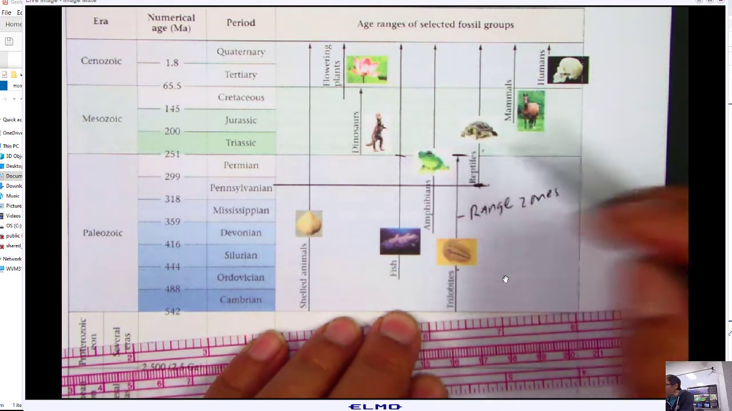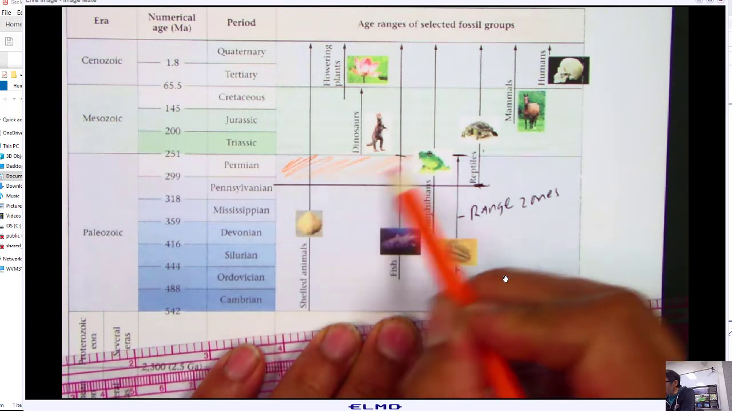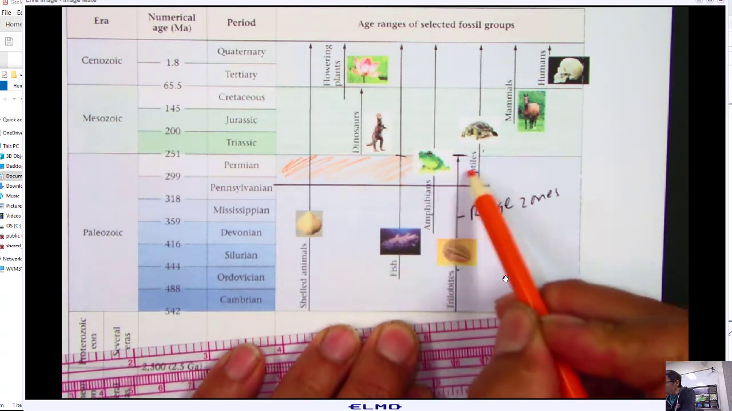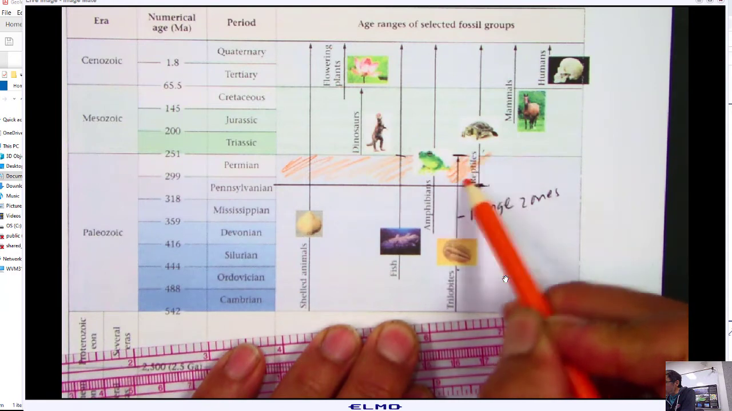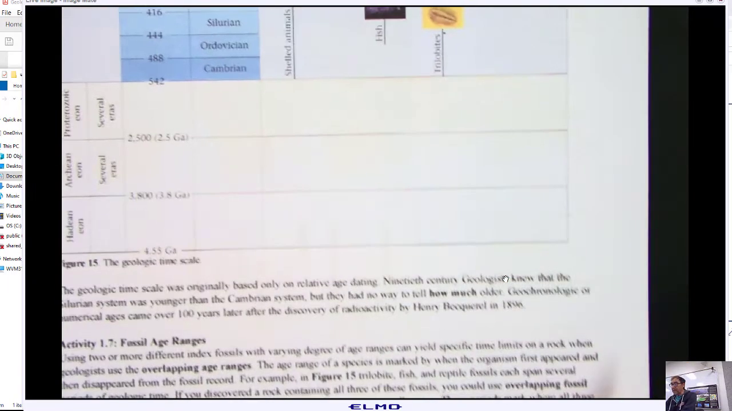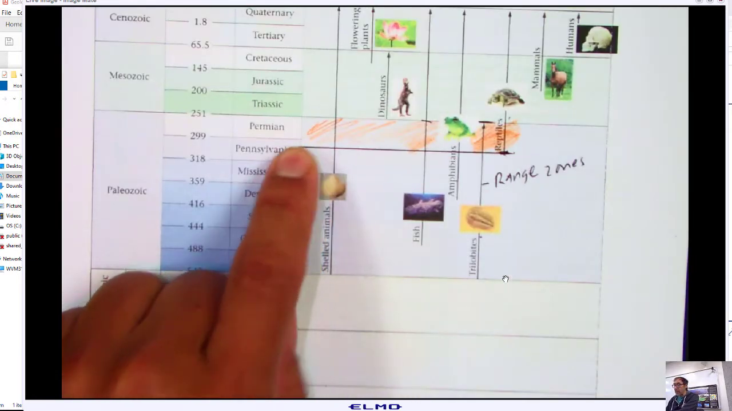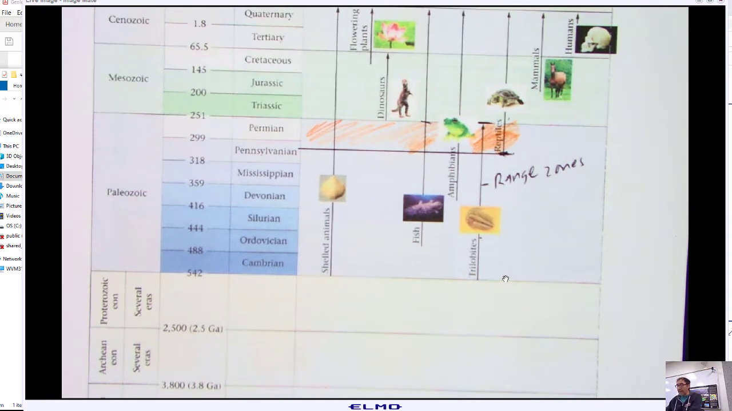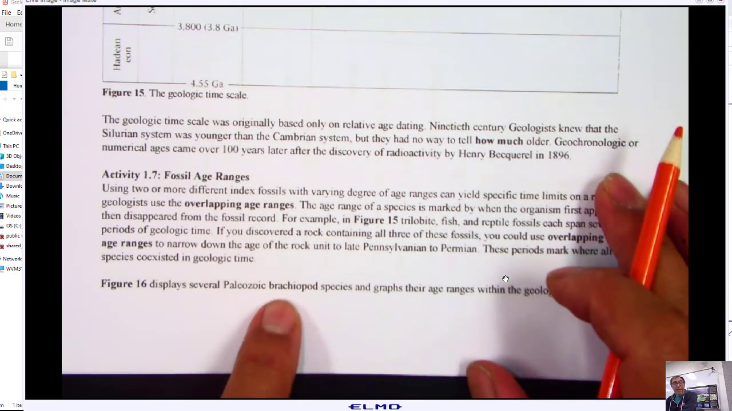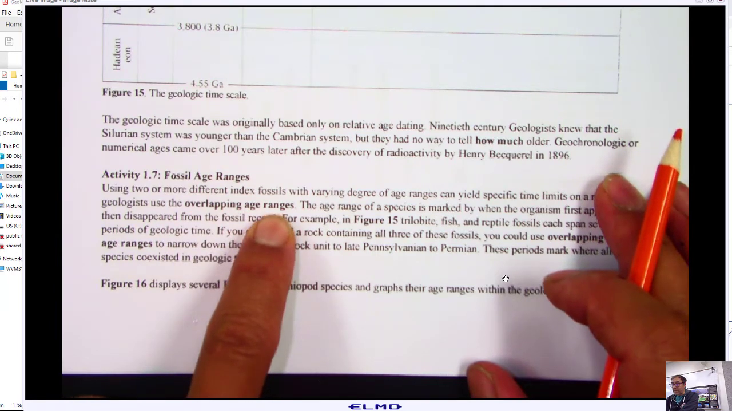So this zone in here, if I can sort of shade it in here, this zone includes fish, includes the trilobites, and it includes the reptiles. So you have to include all three of the species found in your rock, right? And now I've narrowed down the age. So we're going to use something like that to help us with the Paleozoic Brachiopods, this overlapping of age ranges.